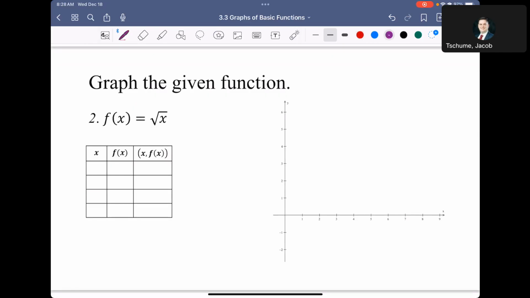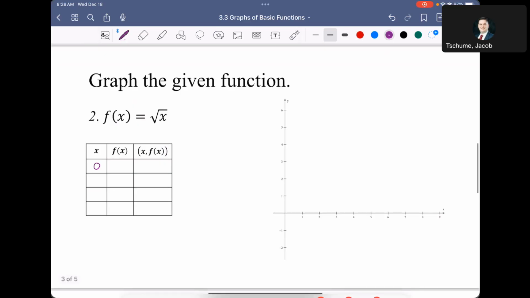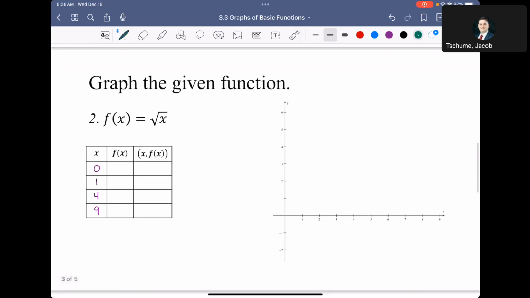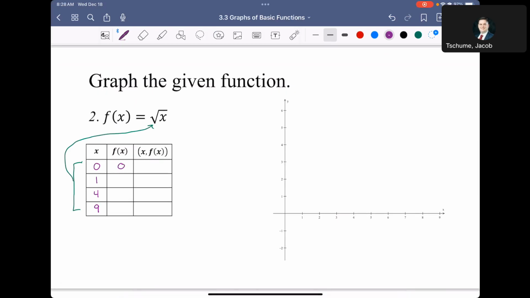Instead of 0 being in the middle, I'm going to let 0 be my starting point because the square root of 0 is one of the easiest numbers to find. Then, filling in a couple more, I'm thinking in my mind, what square roots are really easy? I know the square root of 1 is easy to find, the square root of 4, and the square root of 9. If I take all 4 of these values and take the square root of them, you will get 0, 1, 2, and 3.